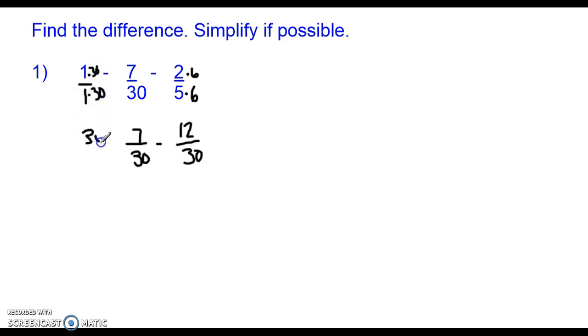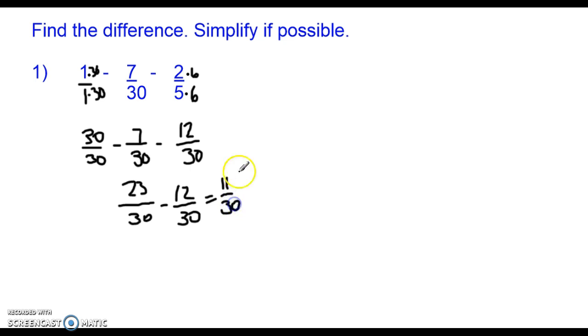Now I just need to subtract. Make sure you are going from left to right when you are subtracting or adding. So 30 minus 7 would give me 23 over 30. And then when you subtract 12, that would give you 11 over 30. Then you need to ask yourself if you can simplify this at all. Since 11 is prime and it is not a factor of 30, you have your simplest form right there. So the biggest thing we did is we started with our whole number 1, wrote it as a fraction, 1 over 1, and then found a common denominator.